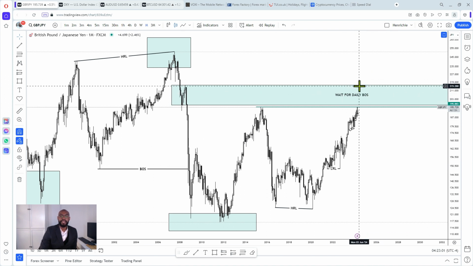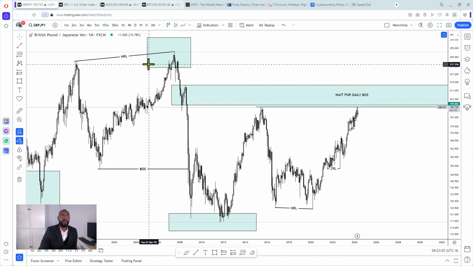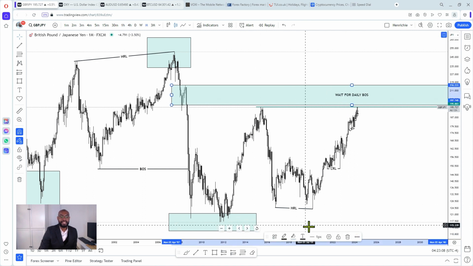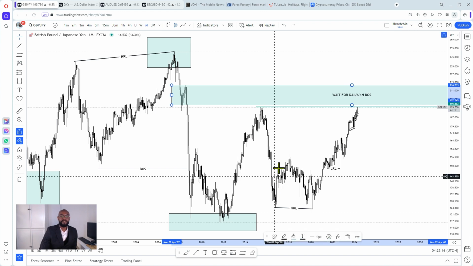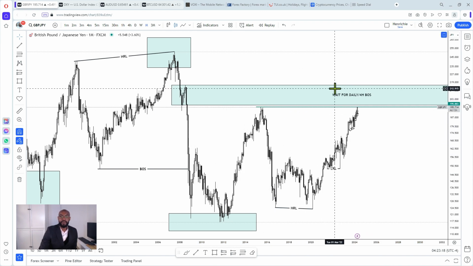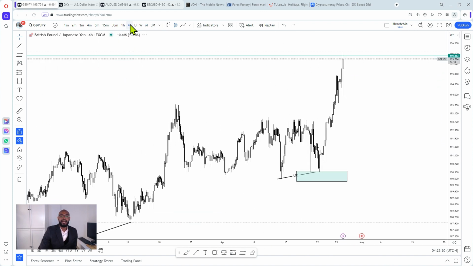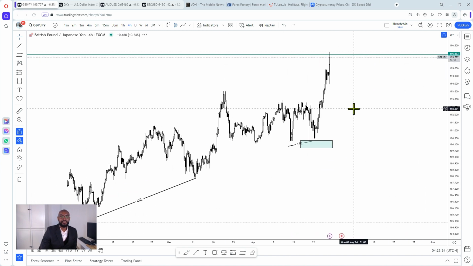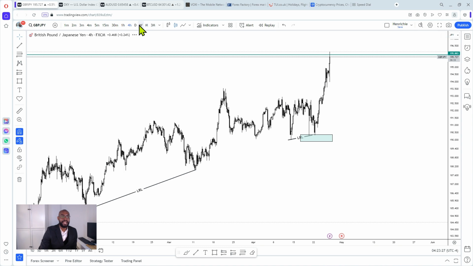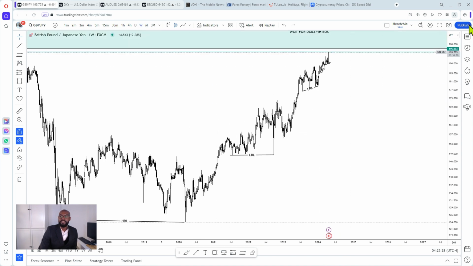So once we're here, I'll look for a daily break or a potential 4-hour break of structure. So I'm going to edit that and put daily or 4-hour break of structure. Whichever one of the two is going to be perfect. And once I see that, I'm looking for a potential reversal in the marketplace. So that is my analysis on British pound, Japanese yen, and I'll be watching it very closely.